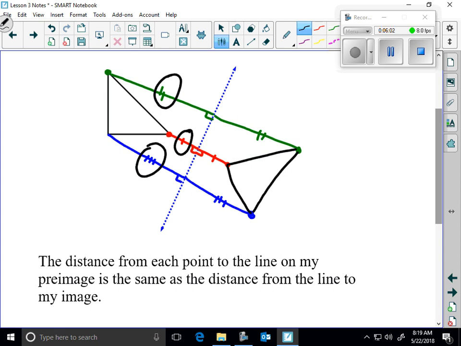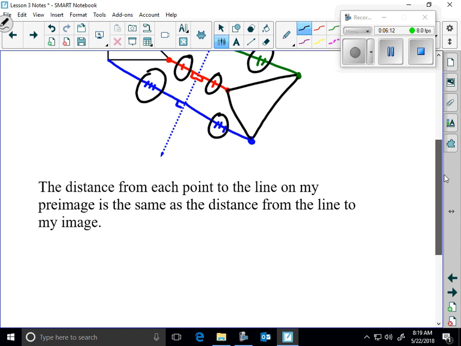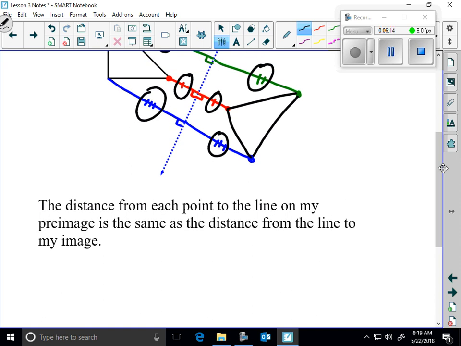Those distances should be the same as from that line of intersection to my image points, right? So those should all be the same, and a perpendicular angle should be formed. That's how you sketch yourself a reflection.